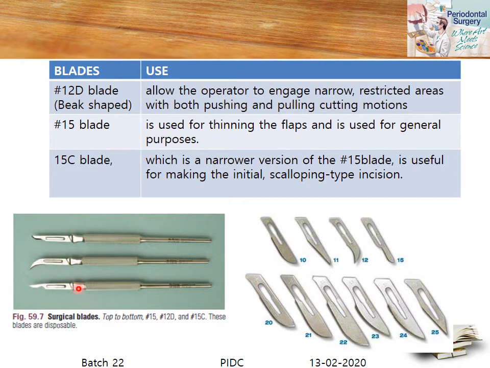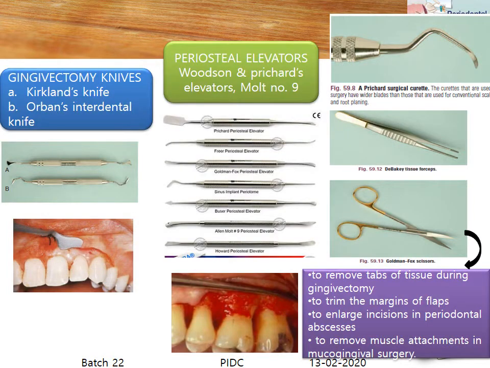15 blade, you can see the numbers here. The 15 blade on the other hand is used for thinning the flaps and is used for general purposes, whereas 15C blade, which is a narrow version of the 15 blade, is used to make initial scalloping type incision. Whereas the gingivectomy knives, Kirkland knife and Orban's interdental knife can be used when excising the gingiva. So here you can see a picture where we are excising the gingiva.